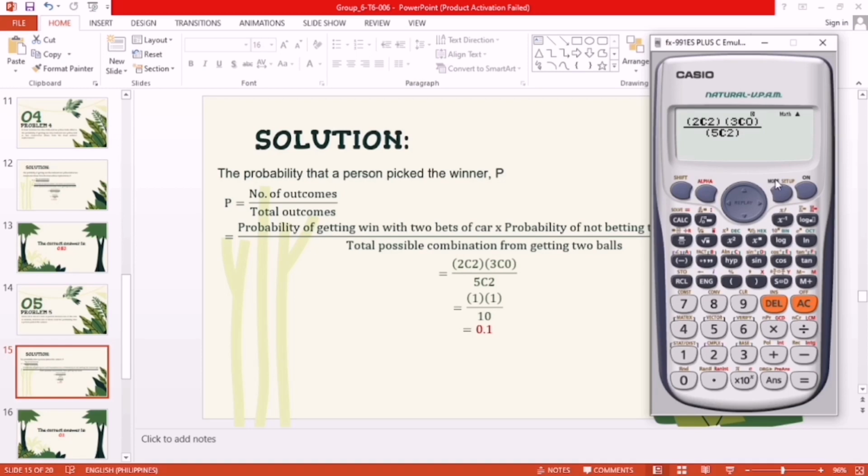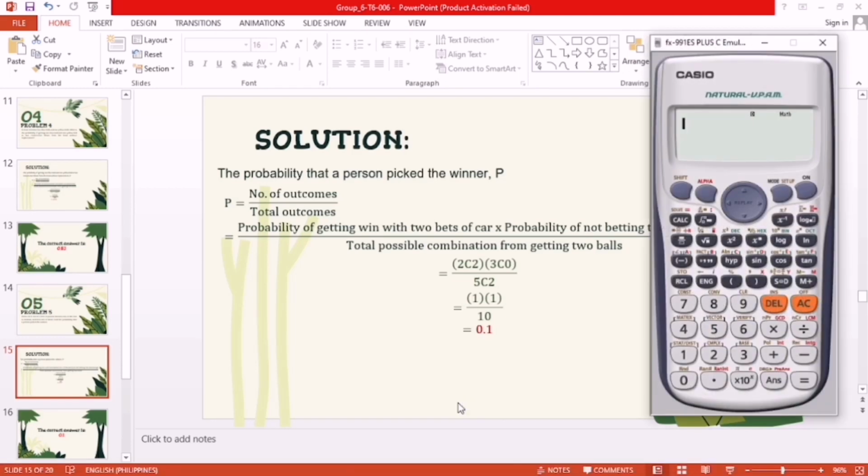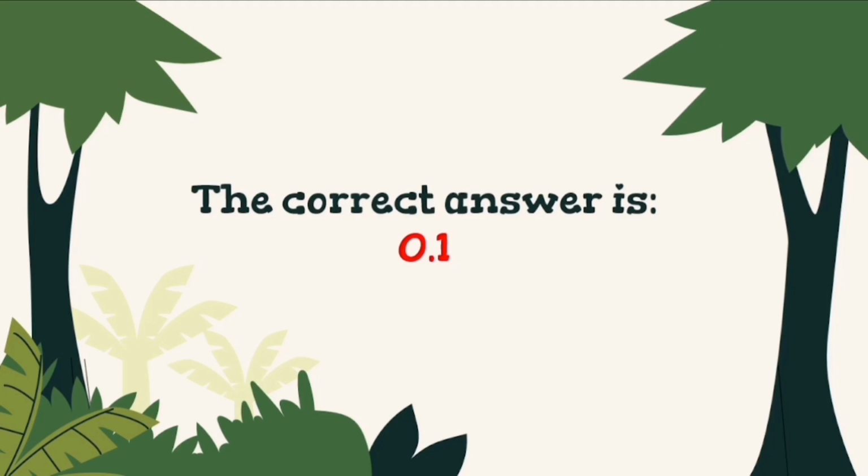So plug in and we get the answer. So 2 combination 2, 3 combination 0, and 5 combination 2, we get the answer 1 over 10, 0.1. Okay, correct answers everyone. Correct.